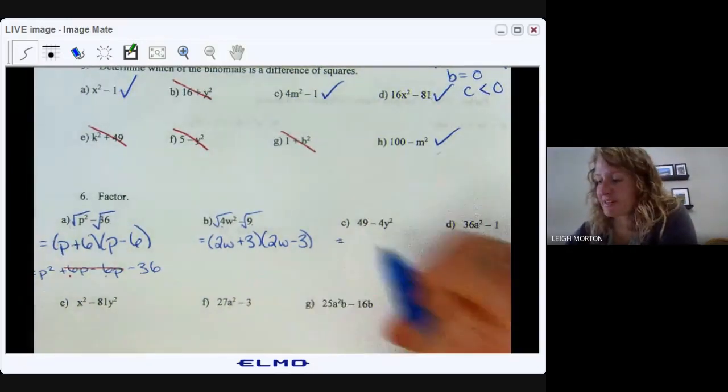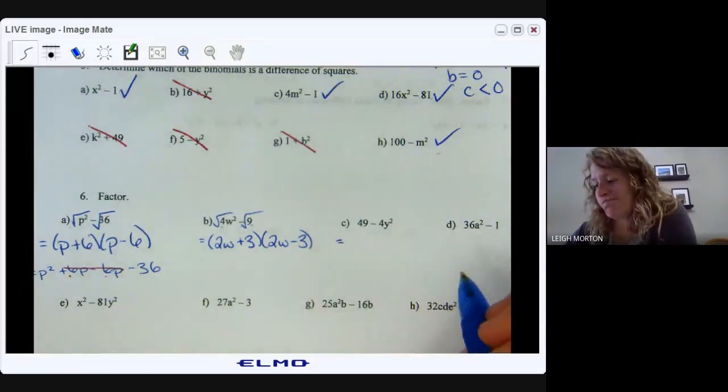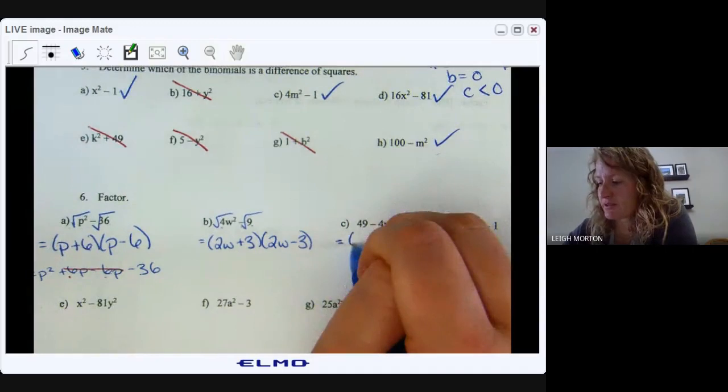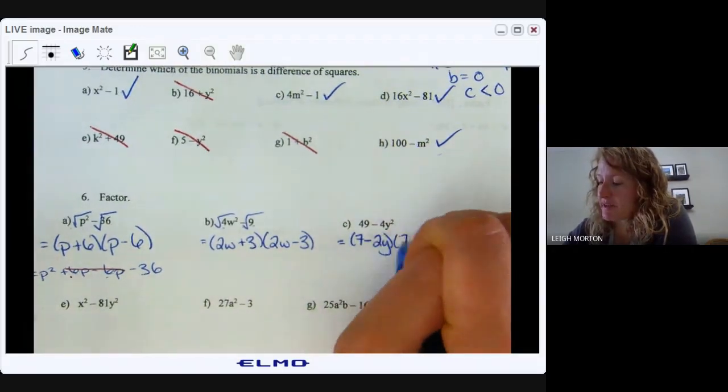C looks a little different. So we could, now we'll just leave it as this. So 7 minus 2y times 7 plus 2y.